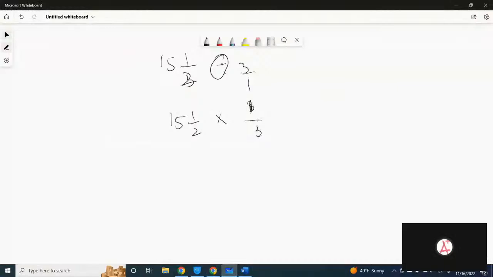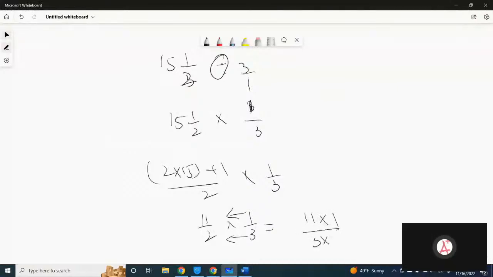Got it? Now let's convert this one to 15 times 2 plus 1 over 2, and times 1 over 3. So it would be 11 over 2 times 1 over 3. Just multiply numerator times numerator and denominator times denominator. It would be 11 times 1 divided by 3 times 2. 11 times 1 is 11 and 3 times 2 is 6. Now divide: 11 over 6, 6 times 1 is 6, 11 subtract 6 is 5. It would be 1 whole 5 over 6. Got it?